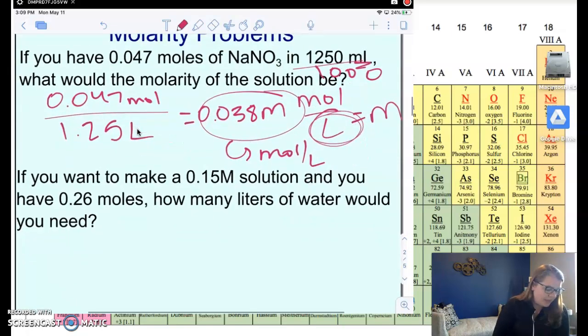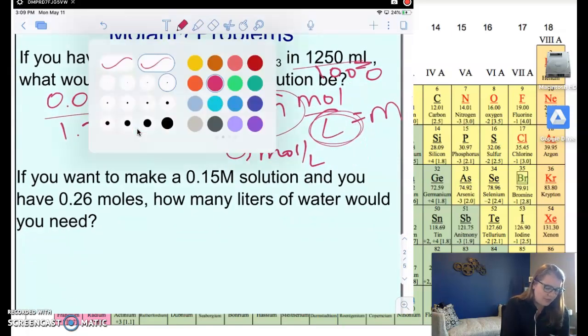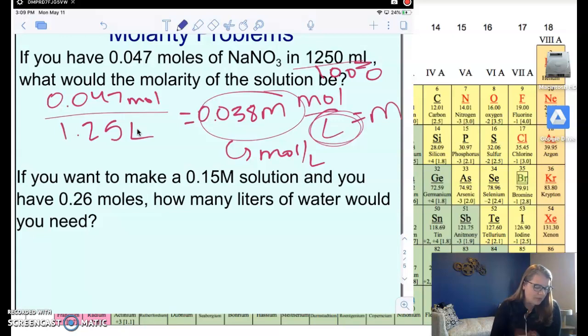So another one. If you want to make a 0.15 molar solution and you have 0.26 moles, how many liters of water would you need? So I also need you to be comfortable rearranging this equation. So this one, you have the desired concentration you're looking for. You have the amount of solute you have in front of you. You just want to know how much water you should grab.